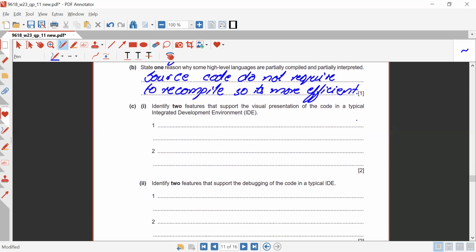Then they are saying identify two features that support the visual presentation of the code in a typical IDE. Okay, so it could be pretty printing, it could be auto indentation, it could be auto documentation. So multiple of the things could be there. Auto correction could be there as well. But they are talking about the visual presentation. So mostly you may write pretty printing, auto indentation. These could be few other things majorly. Okay. So you may write pretty printing. And apart from the pretty printing, you may write auto indentation.